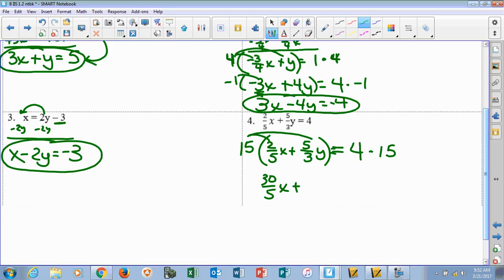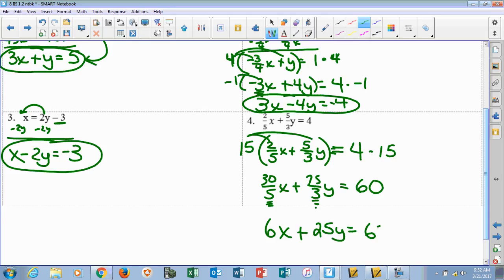And 15 times 5 is 75, so that's 75/3. And then over here, 4 times 15 is 60. So now we're going to see if these improper fractions here and here should hopefully now become whole numbers. So if you take 30 divided by 5, that's 6. And if you take 75 and divide it by 3, that's 25.